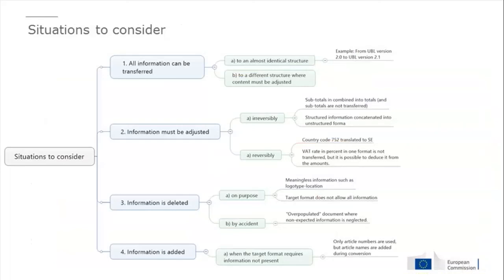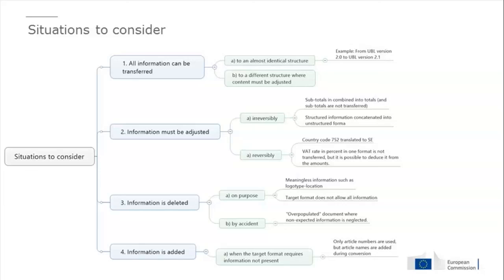This can be a basis for discussion in more detail, but typically you can have a case where all the information is being transferred from the exchange format to your in-house format. It could be to an almost identical structure, such as I receive a UBL 2.0 invoice, but I've implemented 2.1, so it's more of a technical thing to switch over to this other version. But it could also be that the structure is different and the content must be adjusted from what I received to what I import into my system. And so these are two scenarios.